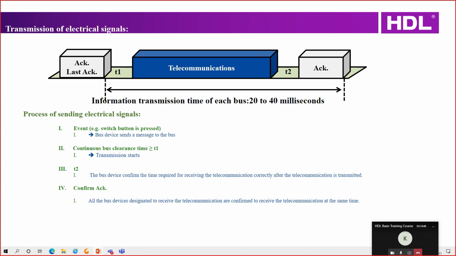First, for example, a bus device sends a message to the bus through the bus cable, because our KNX system is also connected by the bus cable, and then the transmission starts. And the bus cable device confirms the time required for receiving the telecommunication correctly after the telecommunication is transmitted. Then it will confirm the ACK. Then all the bus devices designated to receive the telecommunication are confirmed to receive the telecommunication at the same time.